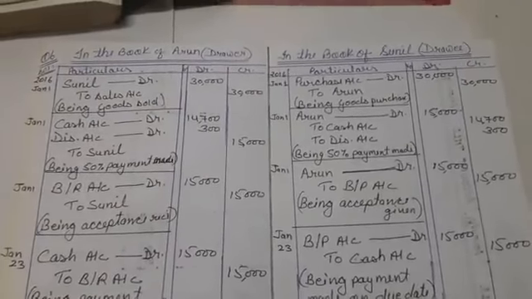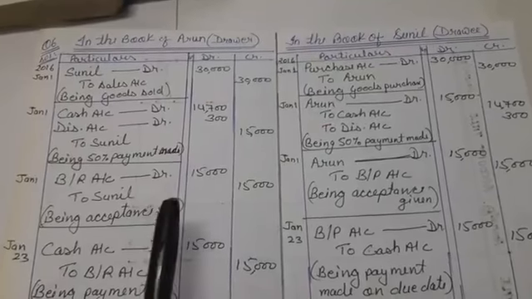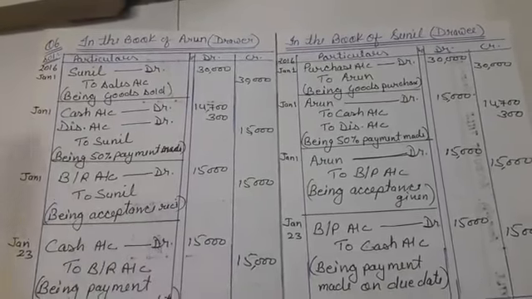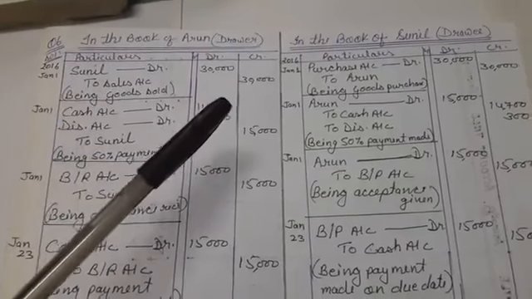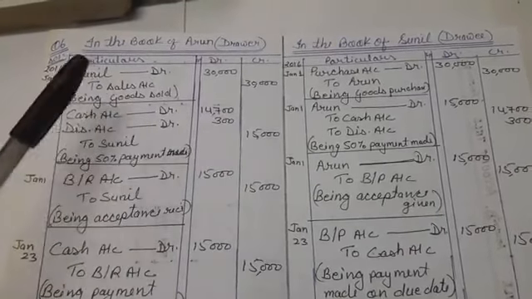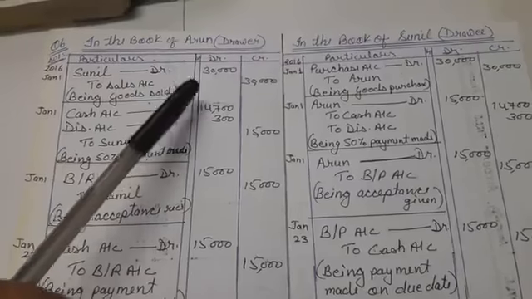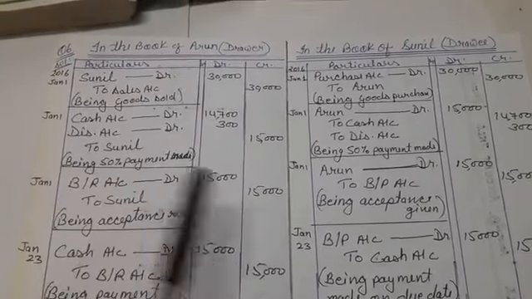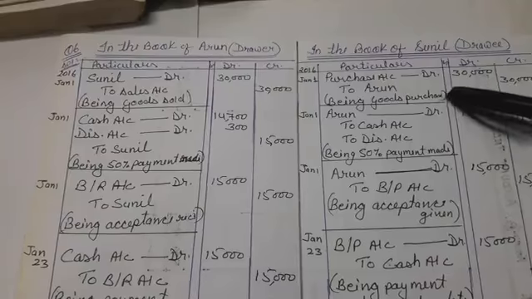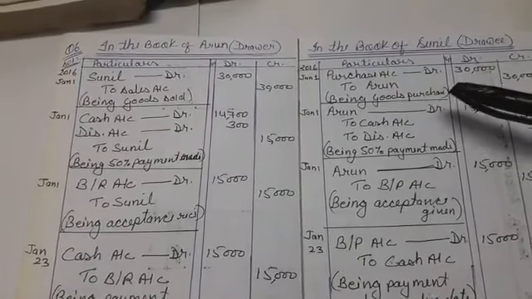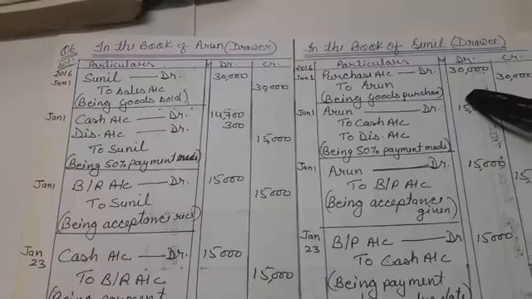Now in the book of drawer, drawer is Arun, and in this we will do the entry of sale. On the date January 1st, 2016, Arun sold the goods to Sunil. So Sunil debit to sales account, being goods sold. Amount is 30,000. In this, drawer is the seller and drawee is the purchaser. Here we will do the entry of purchase. Purchase account debit to Arun. Date will be the same, 2016 January 1st, being goods purchased and amount the same 30,000.